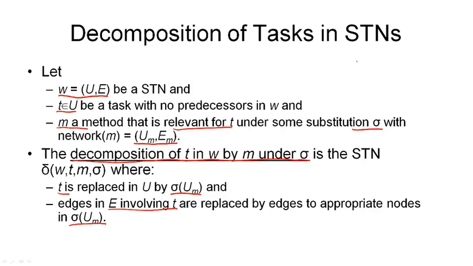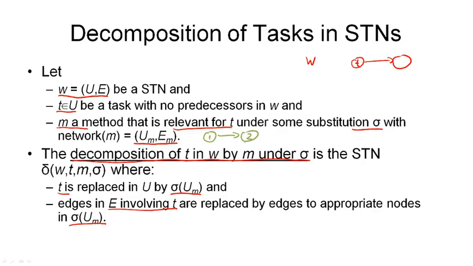To illustrate this, let us look at a simple network that consists of two task nodes that I illustrate here, and just one edge that orders these. Let this be our network W. Then the only task that has no predecessors here is this task here, and that's the one we can decompose now. And suppose we have a method that is also very simple and decomposes our task into another very simple network, just like the one above, consisting of nodes 1 and 2, let's say.